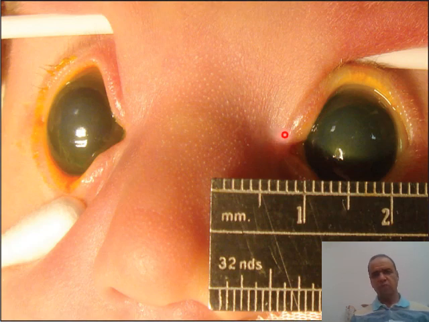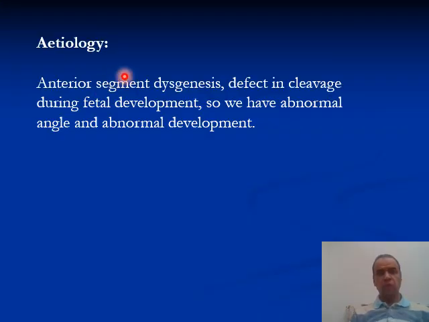This is an infant with congenital glaucoma, so you can see buphthalmos, also corneal edema because you cannot see the iris details clearly, also watery eyes, and this is the way to measure the horizontal and vertical corneal diameter. The etiology of congenital glaucoma is dysgenesis of the anterior segment of the eye and poor cleavage of the angle of the anterior chamber, so there is no way to drain the aqueous from the eye.